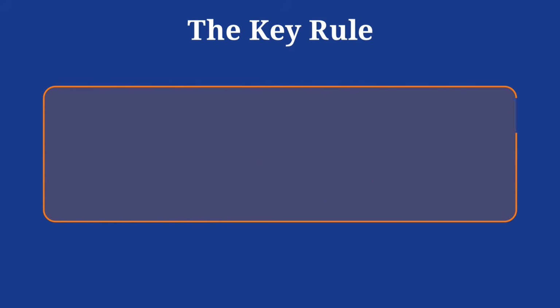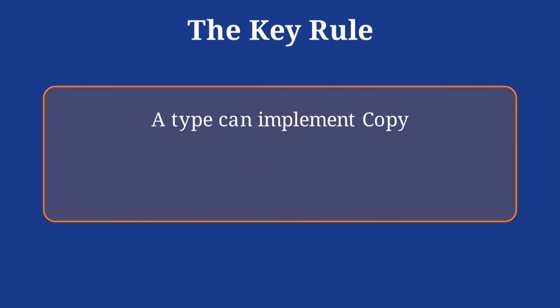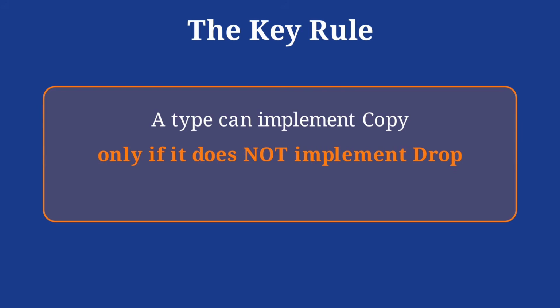Here's a rule that ties everything together. A type can implement Copy only if it does not implement Drop. What does that mean? The Drop trait is for types that need cleanup logic, types that have to do something special when they're destroyed, like freeing heap memory. If a type needs cleanup, it can't be Copy, because how would you clean up a copy? You can't. It doesn't make sense. So Rust enforces this rule at the type system level.